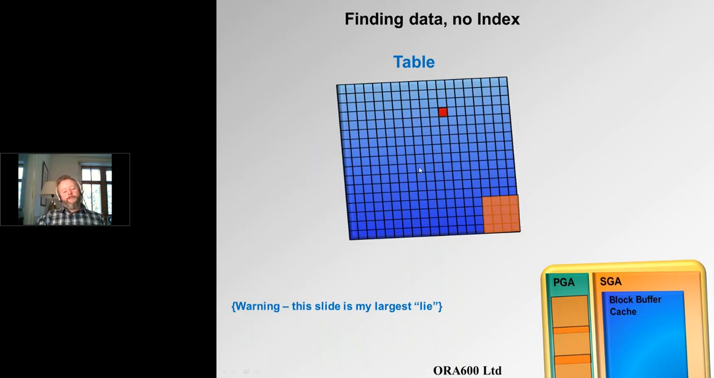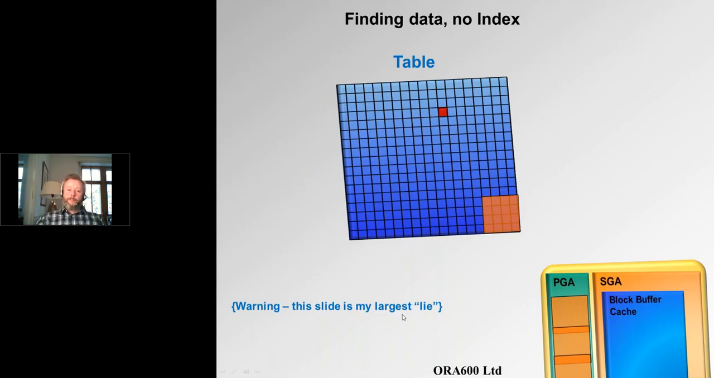Now I've said when you do a full table scan, it goes into the PGA. The problem with that is that if you need to full table scan again to find that record, you don't have access to what's already been put in the PGA if you're a different user. Even if you're the same user, it will have to do that full table scan and put it in the PGA again. It's not being cached. The reason this is a lie is Oracle knows that if it's a relatively small table, it will put those multi-block reads into the block buffer cache.